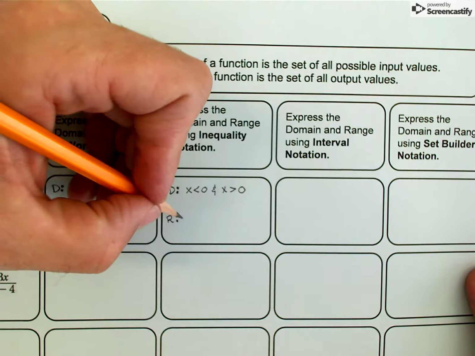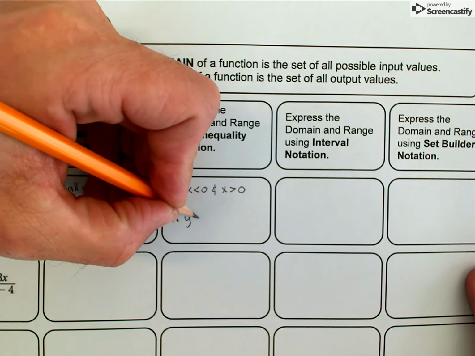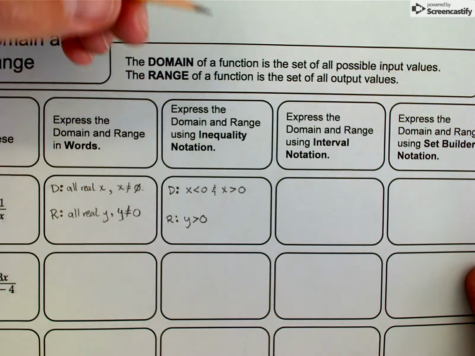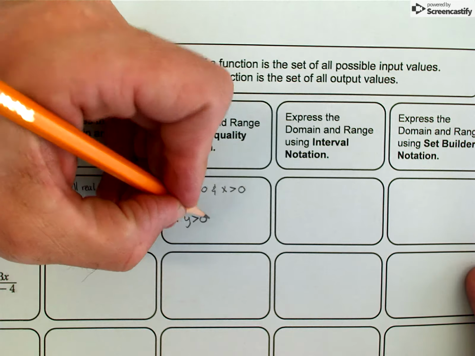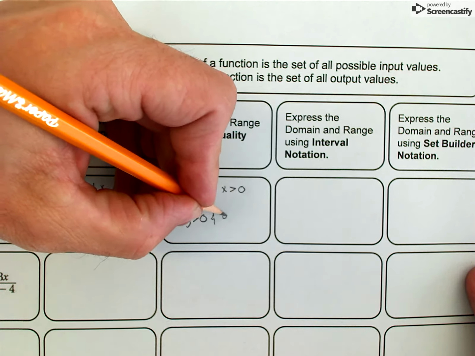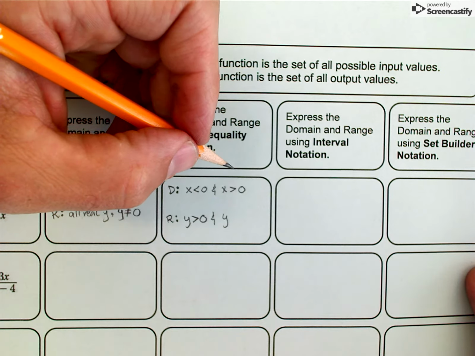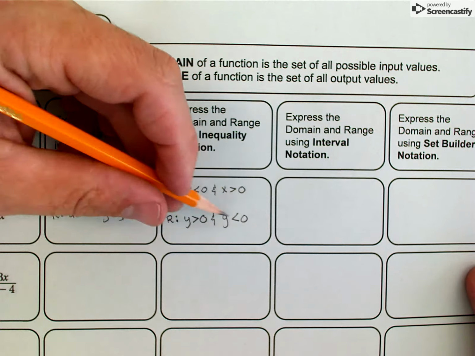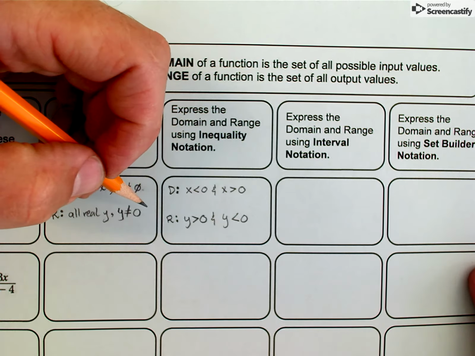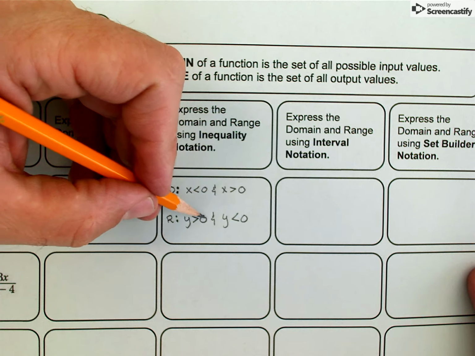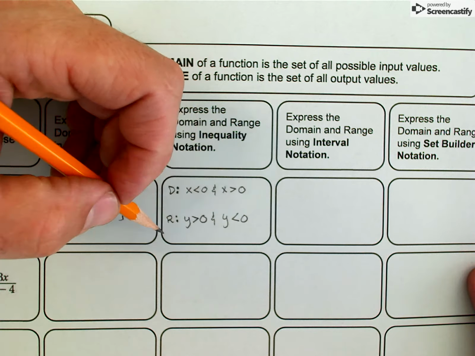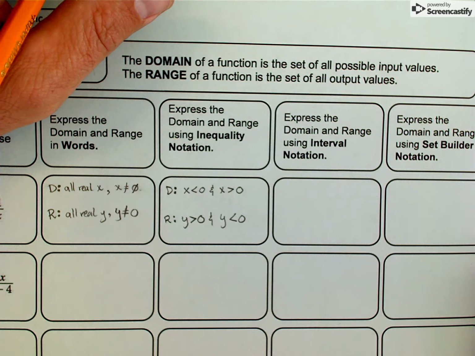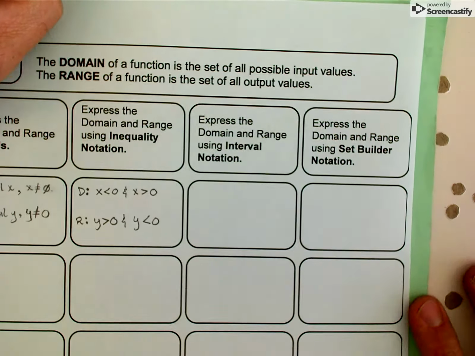And it turns out that my range for this function, it's the same values actually. Y is greater than 0. It can be any number greater than 0. And it could also be any number less than 0. For some reason, I turned those around, but it's still the same information. Y is any number greater than 0 and any number less than 0. That is the range of this function, all the possible output values.